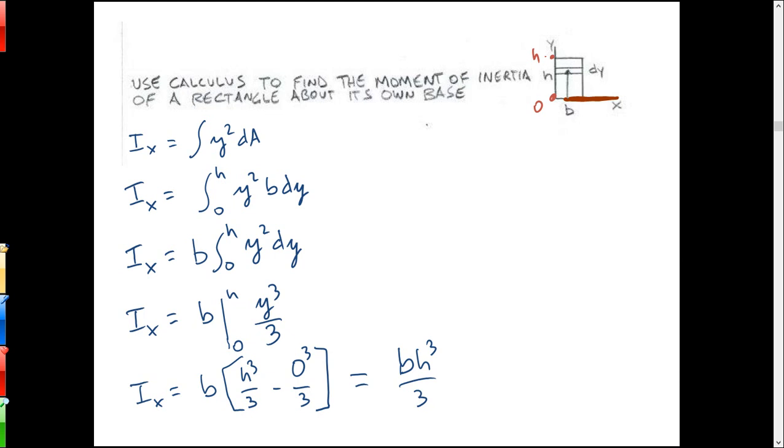But notice that when you find the moment of inertia for that shape, being as we've changed the axis, we also really changed the value. Instead of bh cubed over 12, it comes out to be bh cubed over 3.